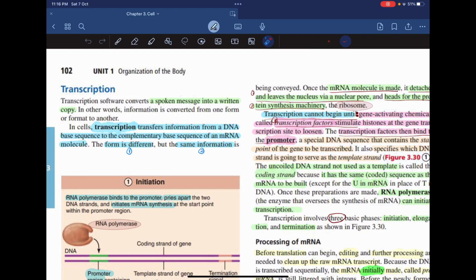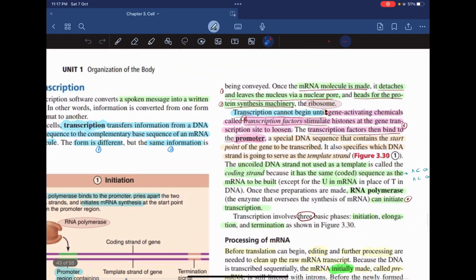we have here a spoken message that's converted to a written copy. It transfers the information from a DNA-based sequence to an mRNA-based sequence. Okay? Here they are saying that the form is different, but it has the same information. And now we're gonna talk about what they mean by this. How is the form different and how does this happen?